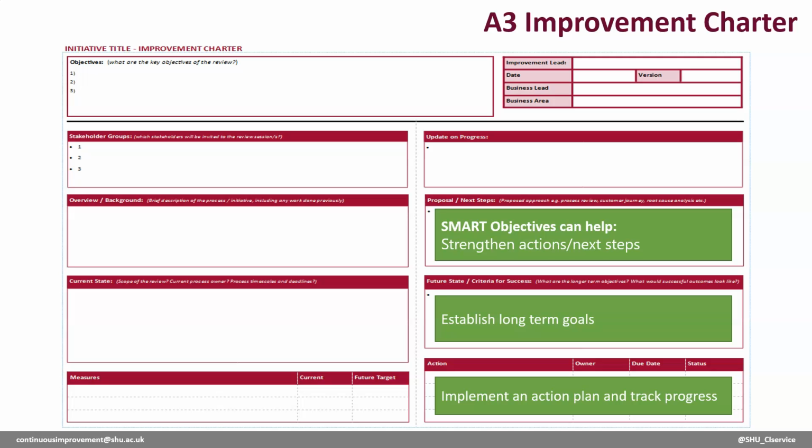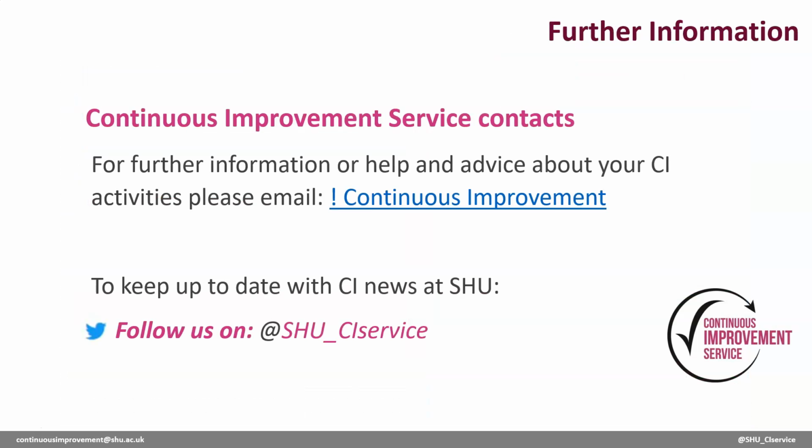This is our A3 improvement charter that I referred to at the start of the session. Using an A3 is an ideal way to capture information regarding improvement work on one page. You can see here the SMART objectives can help to strengthen your actions and next steps, establish your long-term goals, and implement an effective action plan that allows progress to be tracked and reviewed. So that concludes this session on setting SMART objectives.